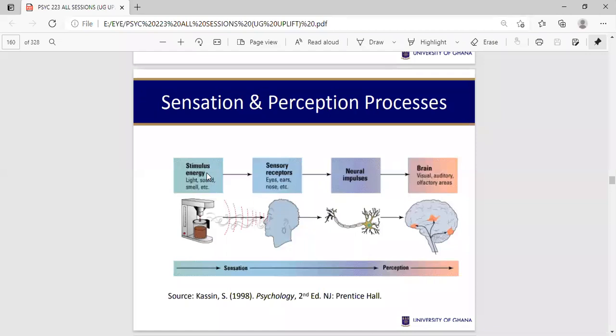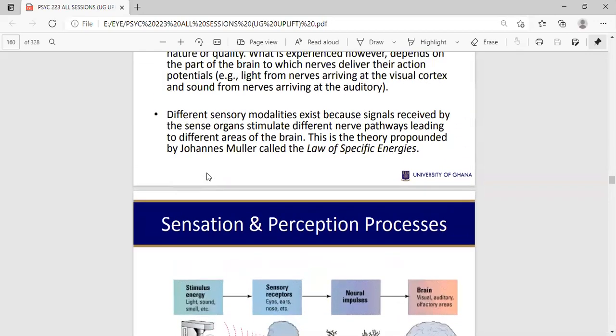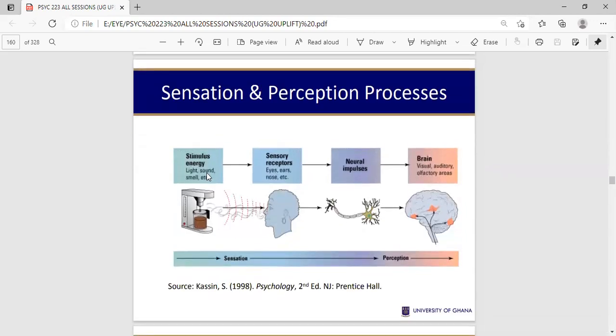One thing you should know is that if the information is light rays, it will be processed by a specific brain portion. Whereas if it is sound, it will be processed or interpreted by a different brain area. So that's where the law of specific energies comes into play. It is telling us that when information is picked up by our sense organ, it is perceived by different nerves within the brain.